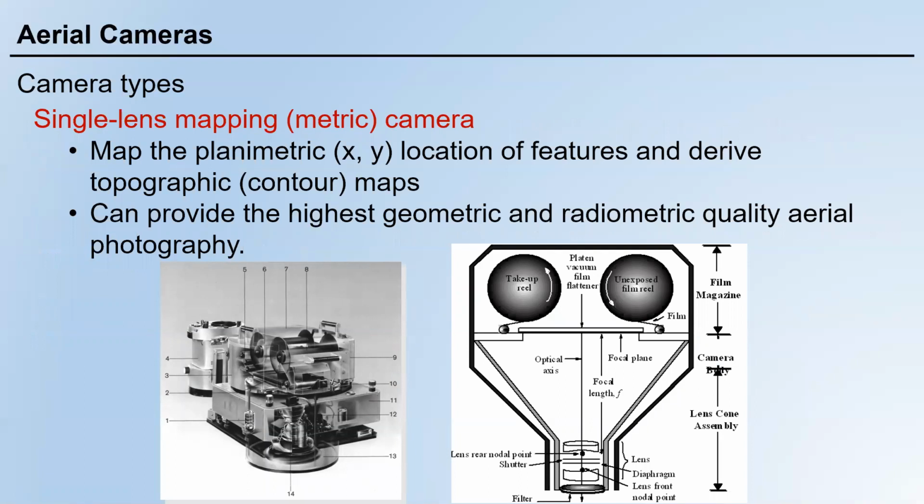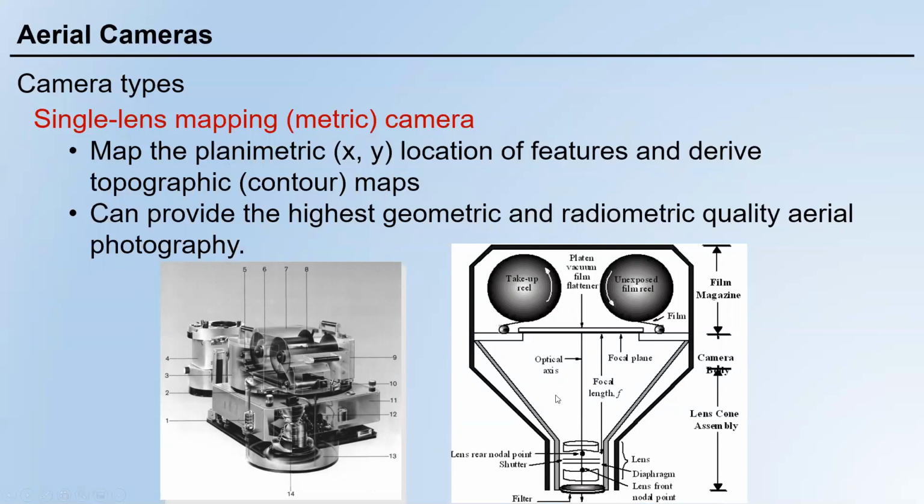So in the last part of this video, I want to give you some information about different types of aerial cameras. The first type is very simple. It's called single lens mapping or metric camera. It can map the planimetric location of features and derive topographic or contour maps. It can provide the highest geometric and radiometric quality aerial photography.